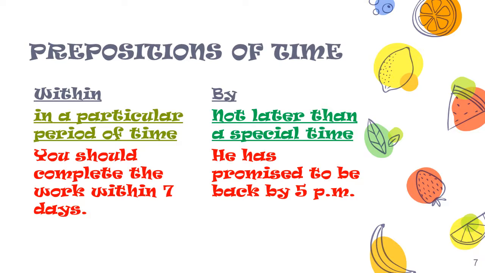Next is by. By means not later than a specific time. When you tell the exact time and you want to mention that no more time will be given after that exact time, then you use by. He has promised to be back by 5 p.m. means not after 5 p.m. but before that. One other preposition which we can use to replace by is till. Till also gives the same kind of expression to tell about the time. So within is used when you have a particular period of time, and by when you have a specific limit of exact time.